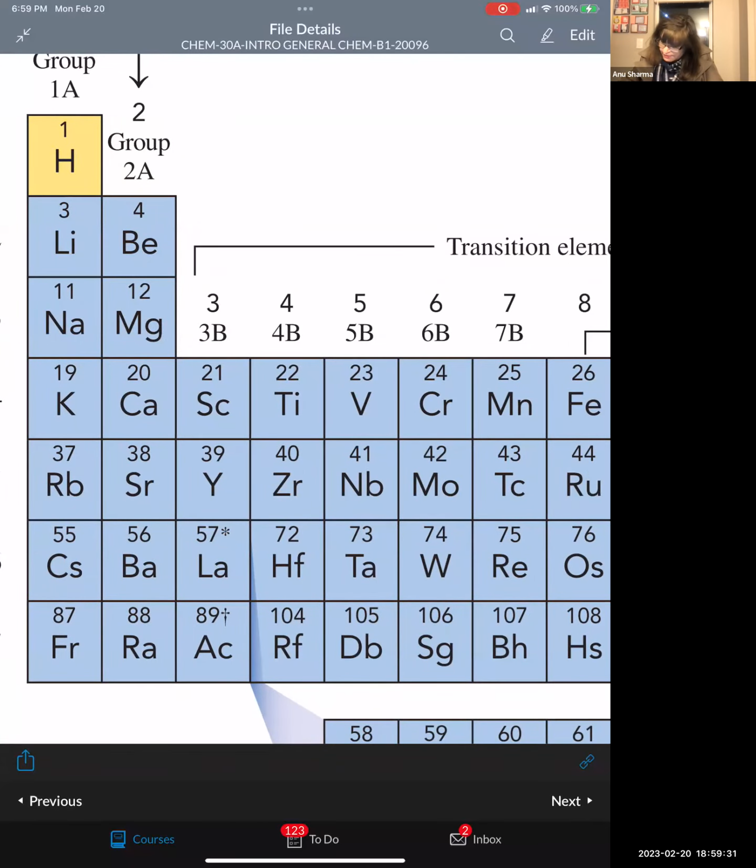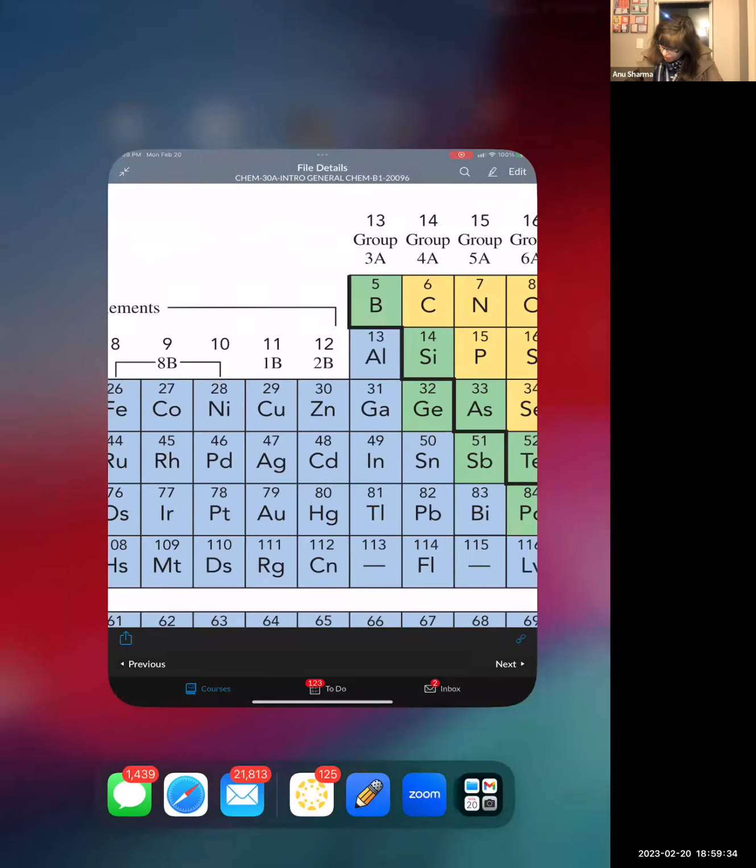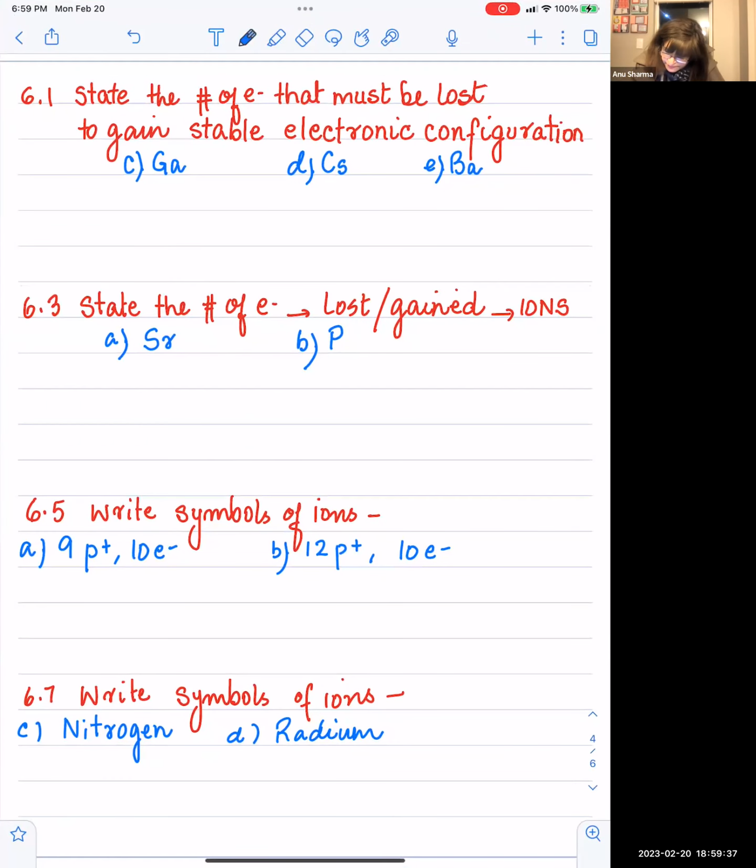So let's look at this. Gallium is 31. The configuration is 1s2, 2s2, 2p6, 3s2, 3p6, 4s2, 3d10 and 4p1. Okay, so here's a scenario. Yes, it will lose 3, but how? 4s2 is this, and then 4p1 is this.